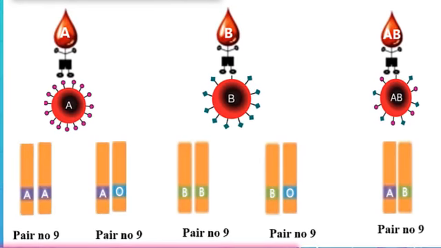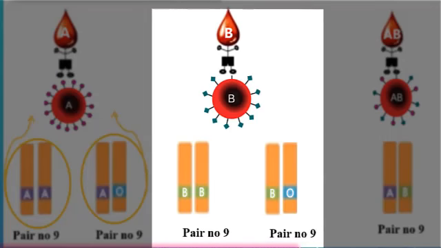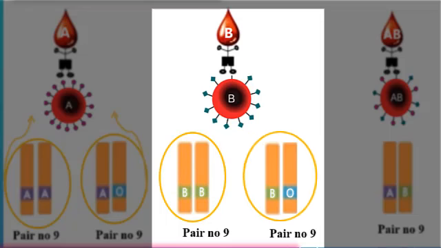The allele A produces antigen A, and O doesn't produce any antigen. So, to get antigen A, we may have these combinations, AA or AO. Allele B produces antigen B, and O doesn't produce any antigen. So, to get antigen B on the surface of the red blood cells, we may have the alleles BB or BO.